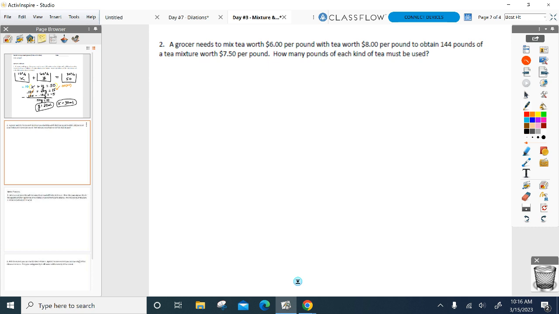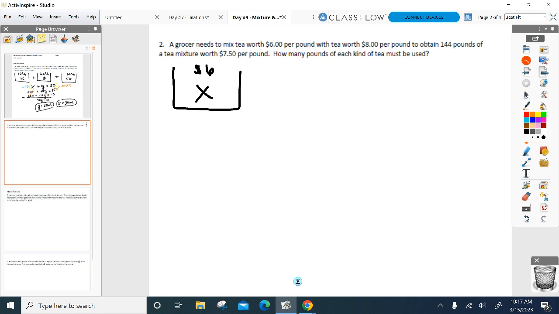So now we're doing tea. One type of tea is $6 a pound, the other's $8 a pound. I mix them together, so I get a tea that's $7.50 a pound. Ready? There you go. Bucket number 1. What's in bucket number 1? What type of tea? $6 tea. How much do I have? Don't know. I'm going to call it x.